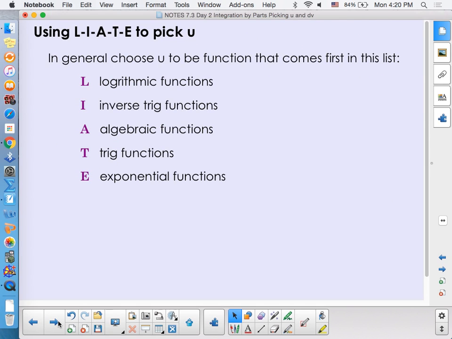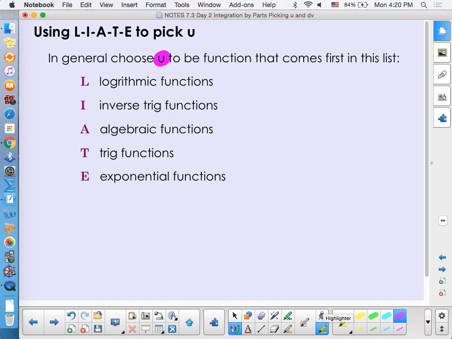More specifically though, as you pick the u values, you might want some more general or more specific guidelines. So in general, when you pick this, you're going to go through something called LIATE, and you can pronounce that however you'd like, but it's a way of remembering that you would pick your u, so this is the u choice, not the dv choice.